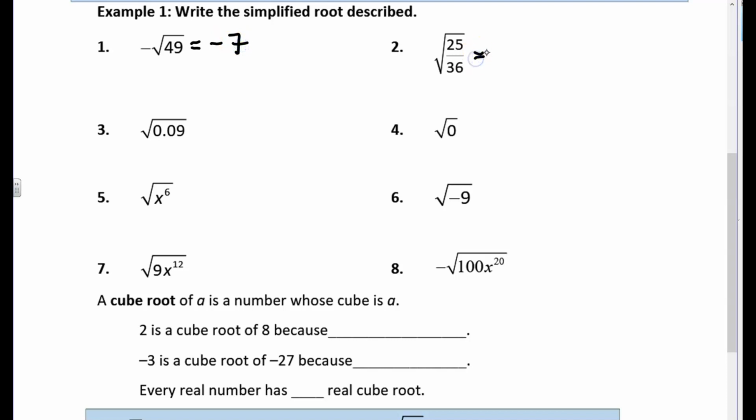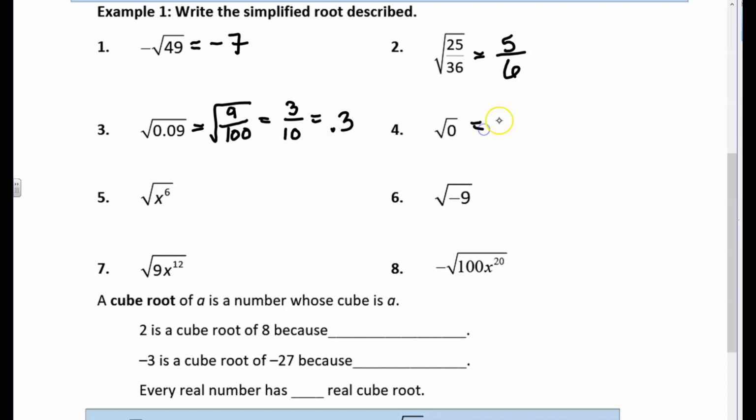When you have a fraction with a square, you take the square root of the top and bottom. Square root of 25 is 5. Square root of 36 is 6. Now, when you have a decimal, what I want you to do is rewrite that as a fraction. That's 9/100ths. And it's really easy to take the square root of both of those. That's 3/10. And if you want to take it back to a decimal, it's 0.3.